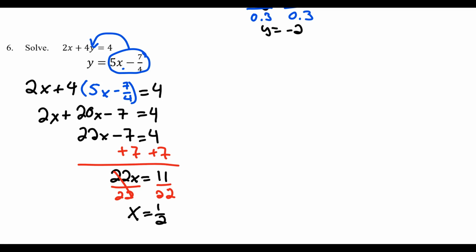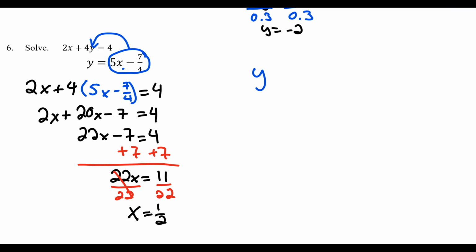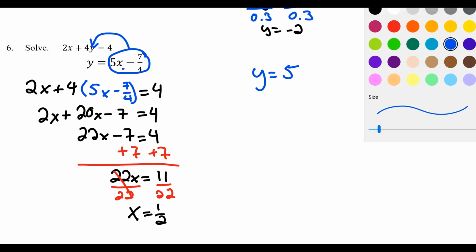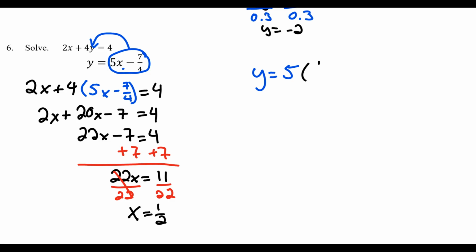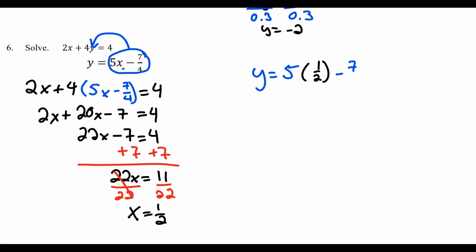Now, fortunately, I'm not finished because I just have x. So now I'm going to plug this x into the second equation. I could plug it into the first, but why? I already have this solved for y. So I'm going to use that y is equal to 5 times 1/2 minus 7/4. So where I multiply the 5 times the 1/2, I get 5/2 minus 7/4, because remember we put it over 1 and we multiply straight across.